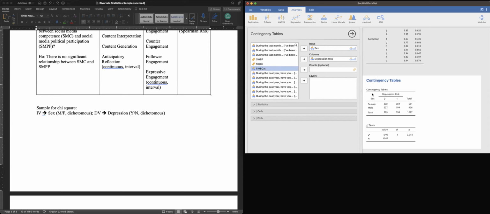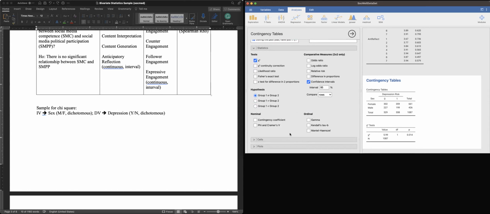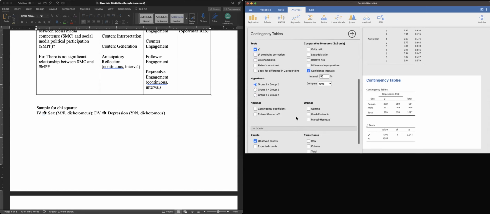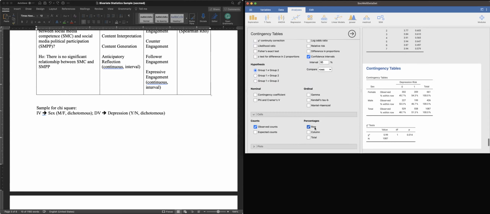All right. So you have here now the values. Now, what is important here is that, okay, so let's put here your percentages per row.